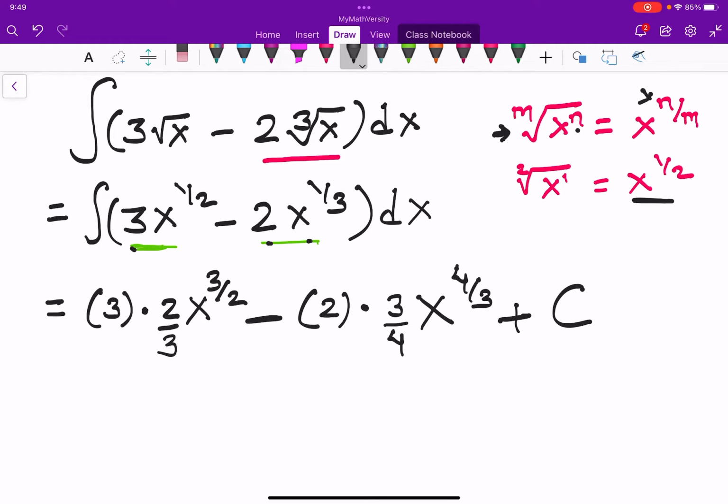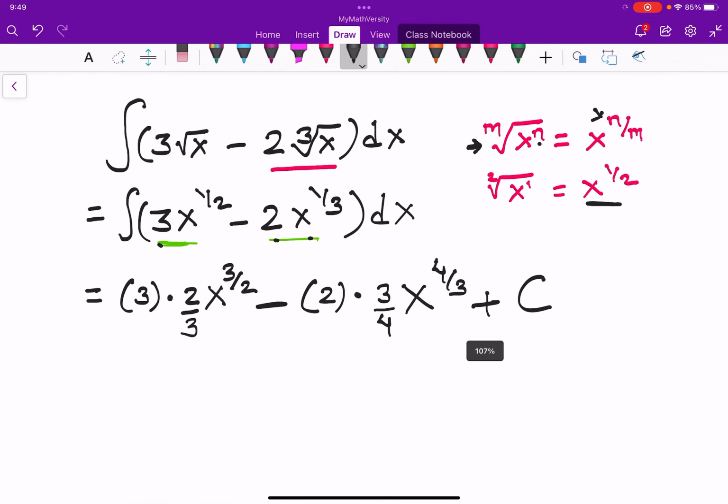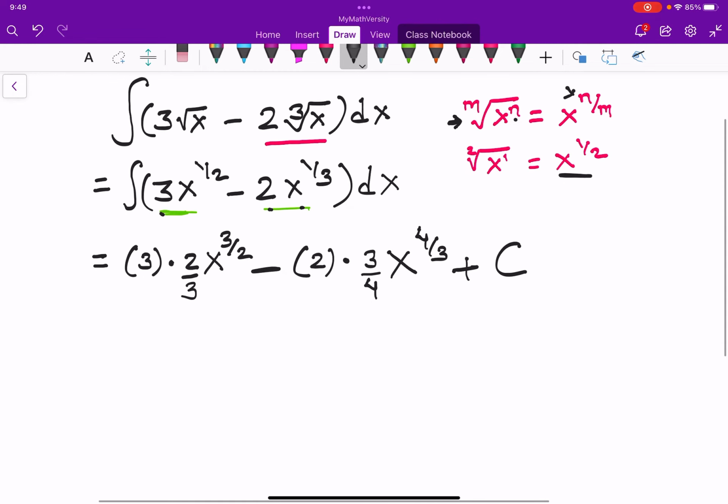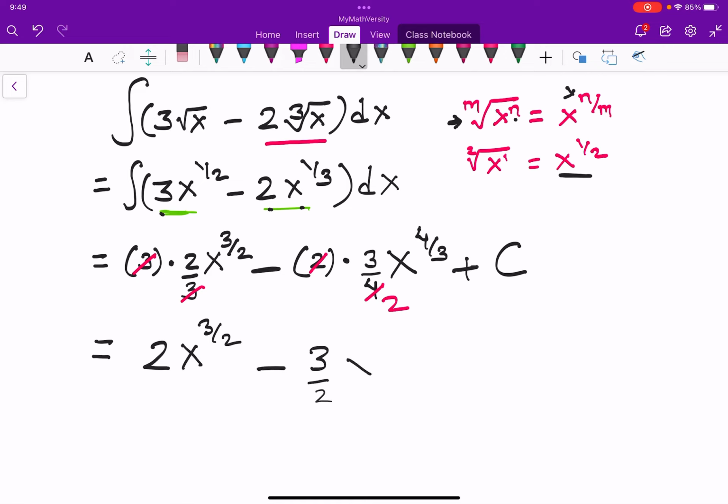This is the antiderivative. It seems like we can simplify further, so let's try to do that. On the first term I have 3 and 3 as a common factor, so I can cancel that out. Here with 2 and 4, I can cancel and write down 2. So on the first term I'll have 2 times x to the power 3/2. And on the second we have 3 over 2 times x to the power 4 over 3, plus c. So this is the required antiderivative.